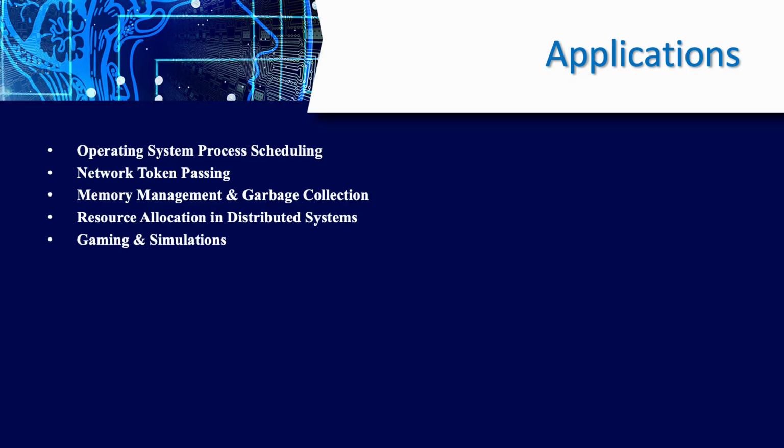You might be wondering why this problem is important, right? Where is it used? First, operating system scheduling, where the processor is scheduled in a cyclic order. Coming to network token passing, this is used in ring networks. And memory management, like garbage collection, often uses circular traversal. And gaming simulation for turn-based elimination. So this is more than a puzzle, it's a real-world problem solving technique.